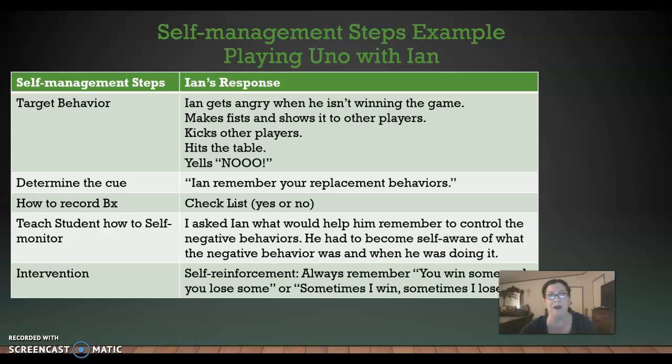Now he still remembers. It's been a couple of years now, I think. He remembers to say to himself, you win some, you lose some, and he'll just shrug it off. Or he'll say, sometimes I win, sometimes I lose. And then he would just be calm. So it worked. And now we could play games together, and he could play games at church. And everybody has a lot more fun.